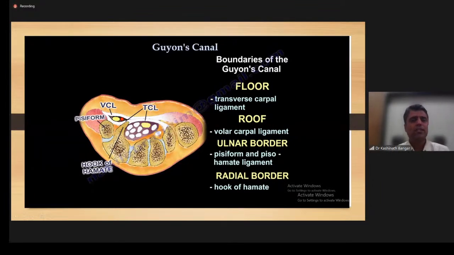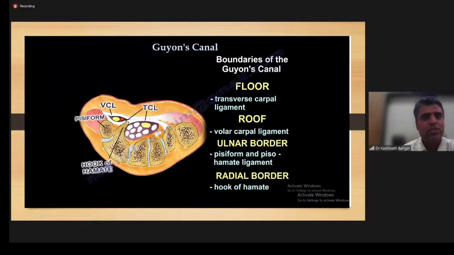This is very important. Now, this is the medial side, this is the lateral side. This is how the ultrasound picture will be seen. You'll see a pisiform bone. You'll see a VCL. You'll see a TCL. You'll see an ulnar artery, and just medial to the ulnar artery, you'll see the ulnar nerve. The ulnar artery will be pulsating.